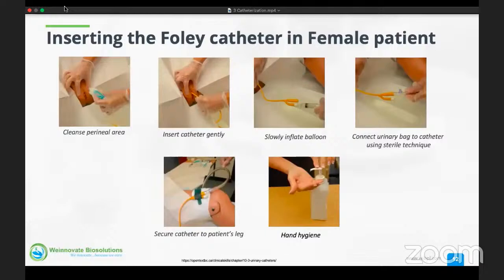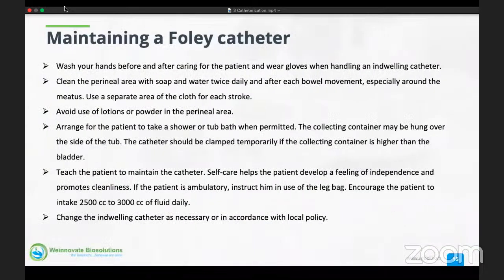Now, once the catheter is inserted, how do we maintain the Foley catheter? Again, for maintaining the Foley catheter, the same precautions need to be taken, because this Foley catheter is going to be inserted in the patient's body for more than 2 days or something like that. So every day, or every 2 or 3 days, you have to take proper precautions to maintain the indwelling catheter in place. What you essentially do is clean the perineal area with soap and water twice a day and after each bowel movement, especially around the meatus area. Use a separate area of cloth for each stroke.